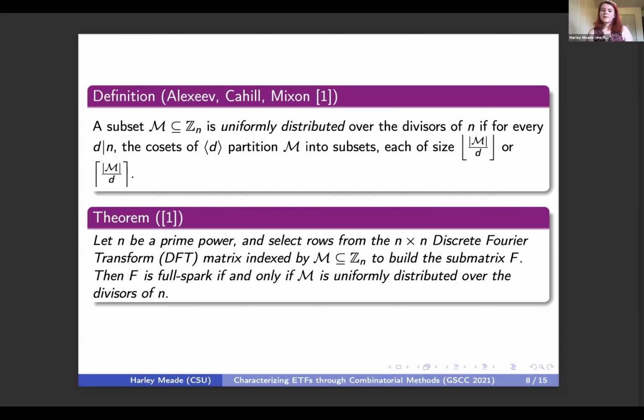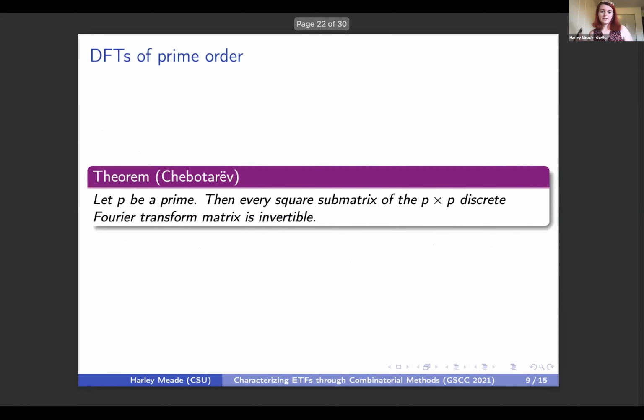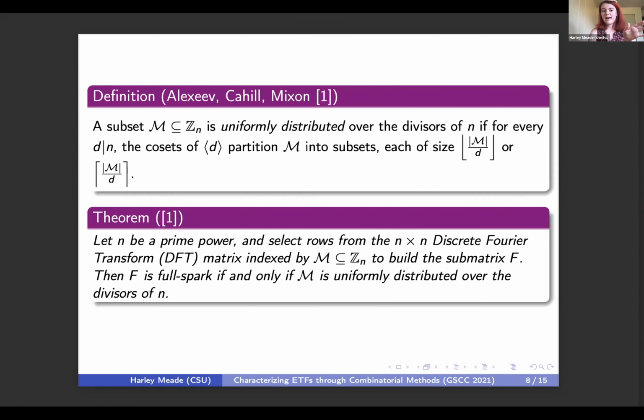kind of cool. This was an attempt at generalizing Chebotarev's theorem, which says that if you have a prime, then any square submatrix of the p by p discrete Fourier transform matrix is invertible. And the reason that that's a generalization of this is because if you have some prime as your n, then the only divisors are 1 and the prime itself, so it kind of trivially partitions it into the correct size subsets.